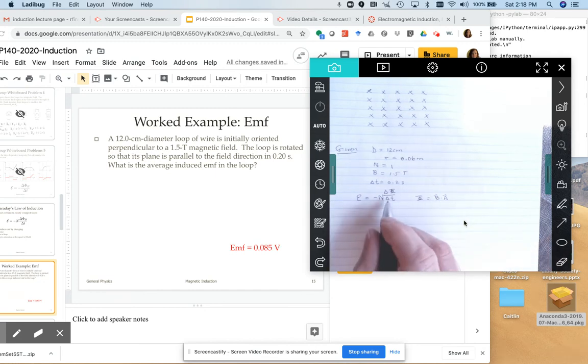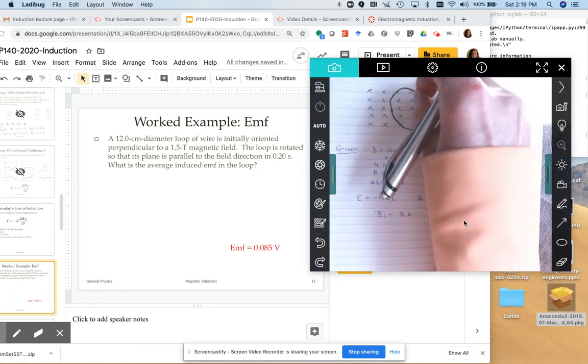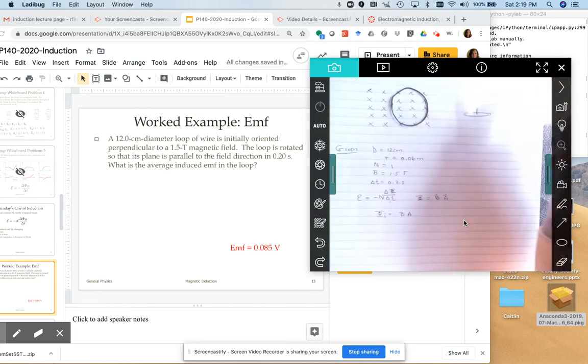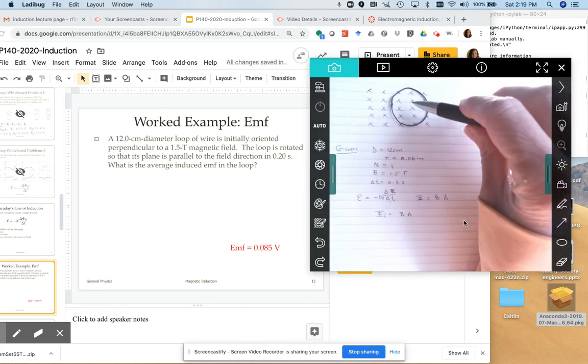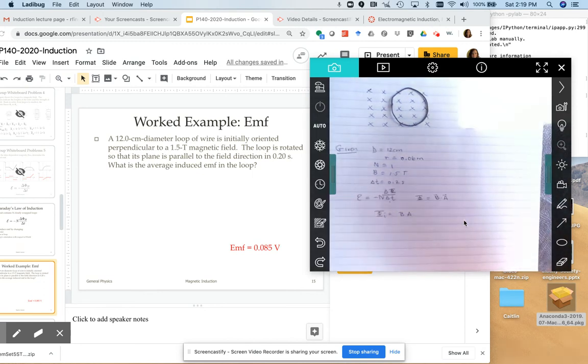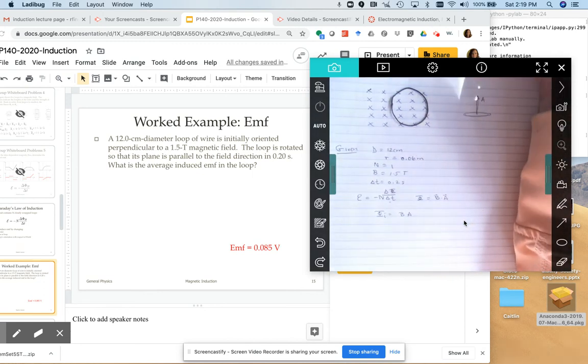Okay, so in this case, phi is changing because the area is changing, right? The orientation is changing. So we could say that initially, phi initial, we have our magnetic field times the area. And remember, when we have our orientation like this, my area vector is coming straight up or straight down from this. It's always perpendicular. So in this case, my area vector and the field are in the same direction.